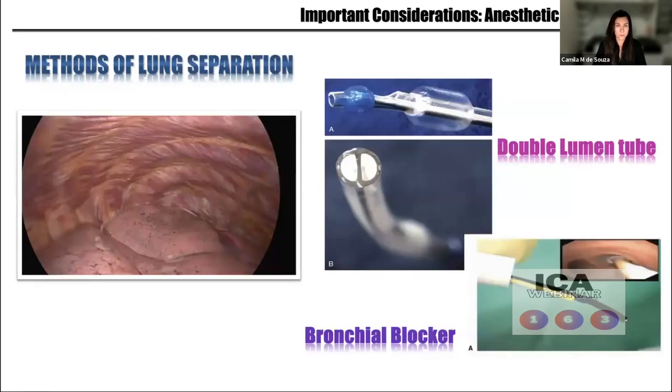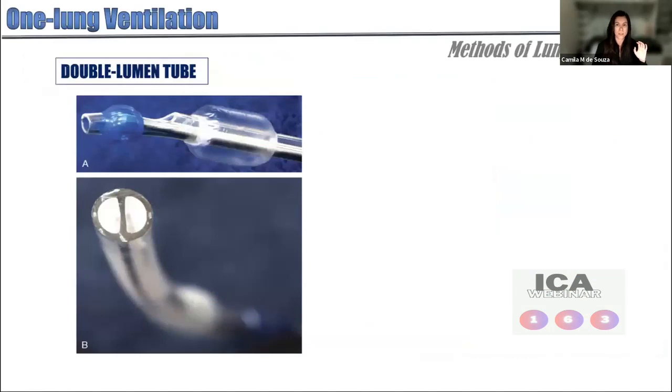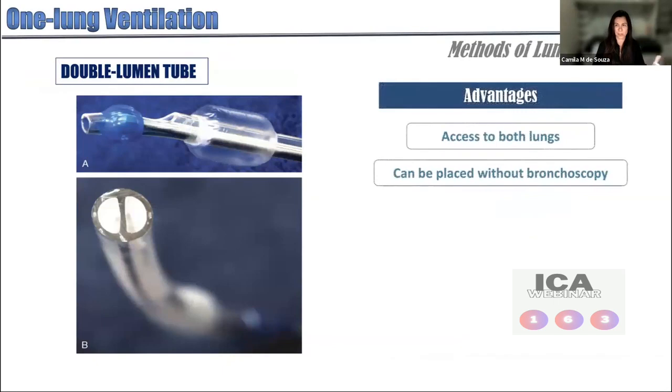In order to perform one lung ventilation, we have to separate the lungs, and there are a number of devices we can use for that. The most common ones are the double lumen tubes and bronchial blockers. Both of them have a series of advantages and disadvantages. The double lumen tube will give us access to both lungs. So it's great for aspirating secretions. It can be placed without bronchoscopy, although I'm not necessarily recommending we do that.